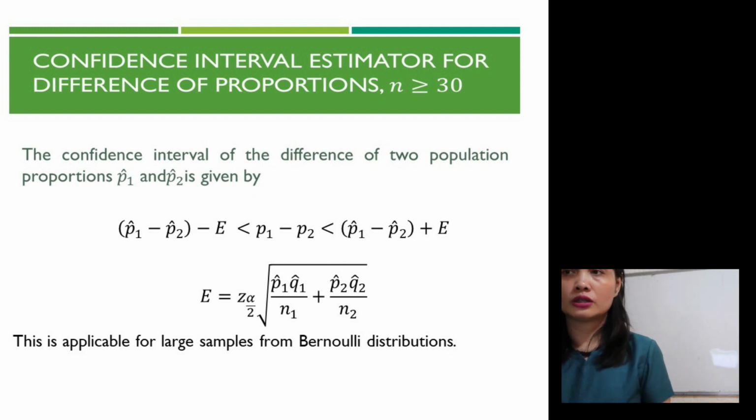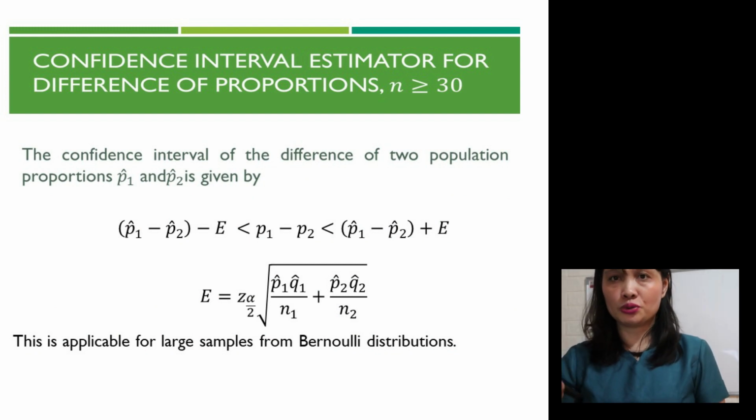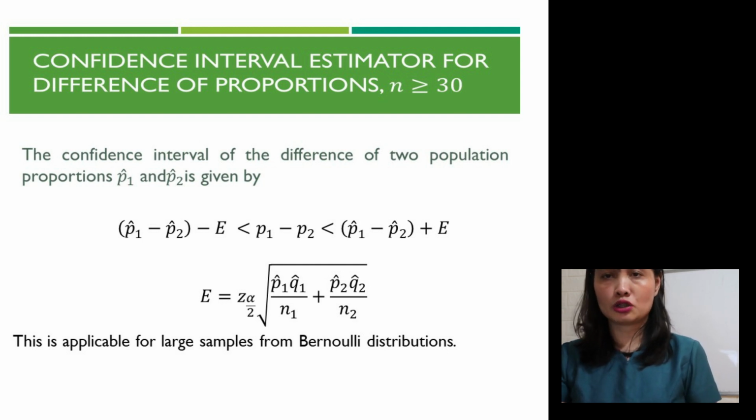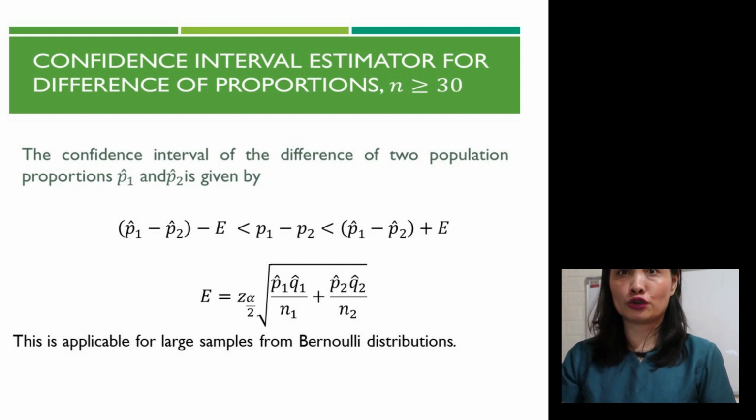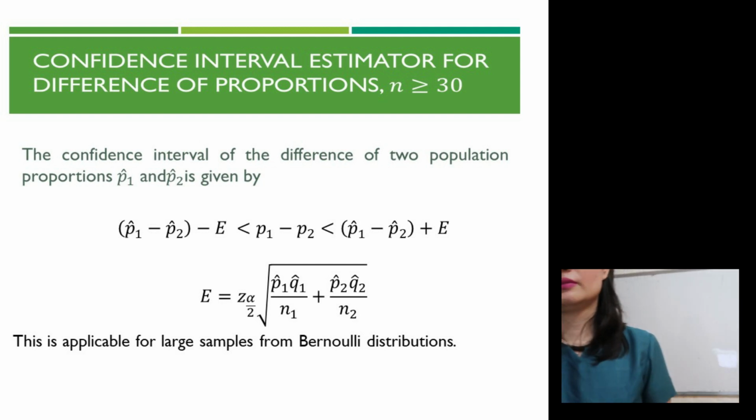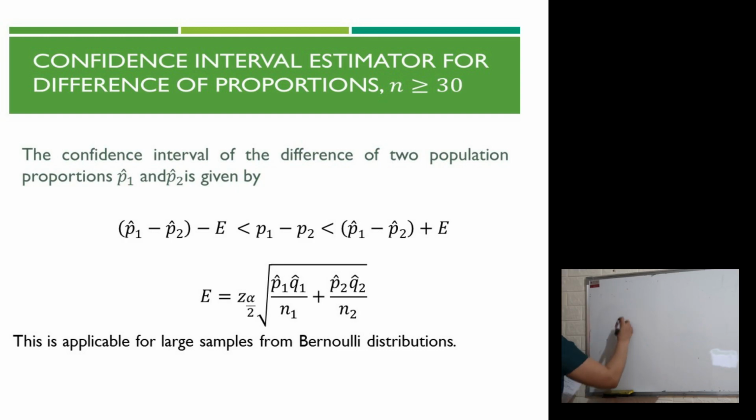To solve for the margin of error, that will be z alpha over 2 multiplied by the square root of p hat sub 1 times q hat sub 1 over n sub 1 plus p hat sub 2 multiplied by q hat sub 2 over n sub 2. Then after that, we can now solve for the confidence interval.